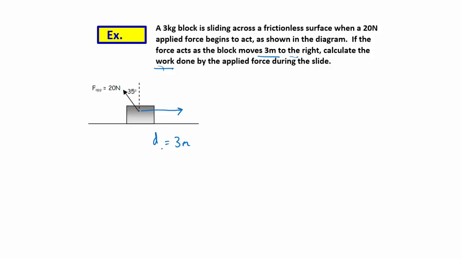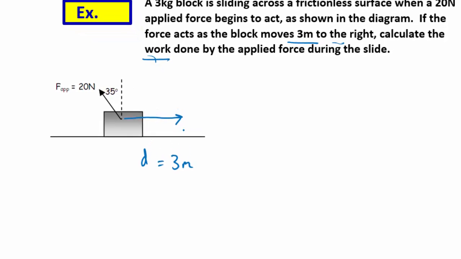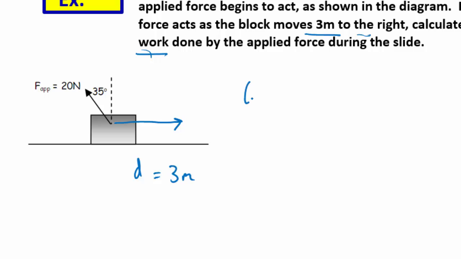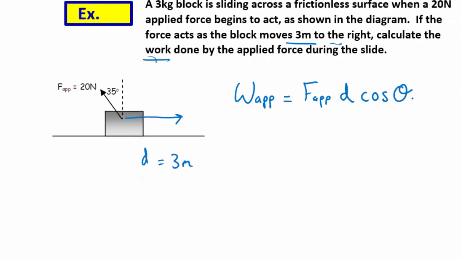Draw my little displacement there, and that little displacement was equal to 3 meters. And so what I can do now is look at my equation for work done. The work done by this applied force is equal to that applied force times the distance over which it acts times cosine of theta, which is going to get us just the parallel component of that force.